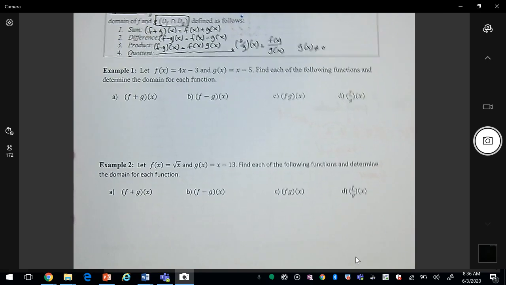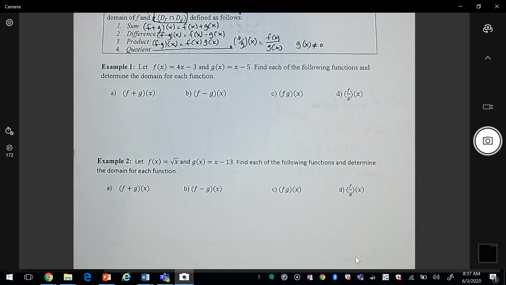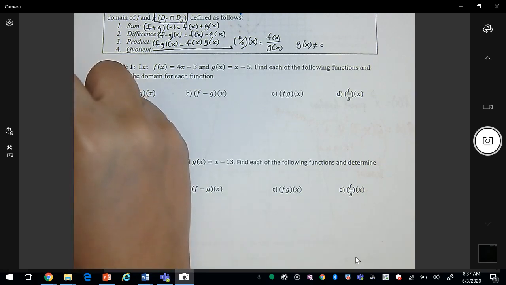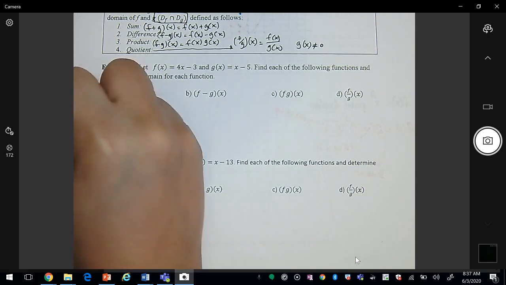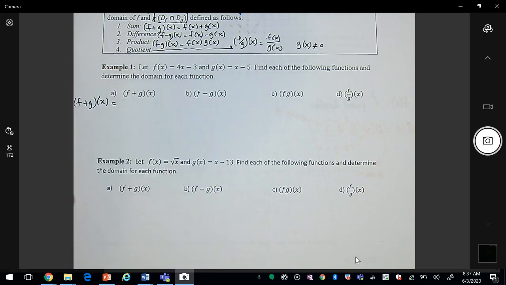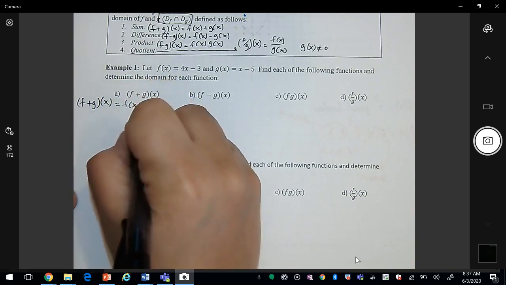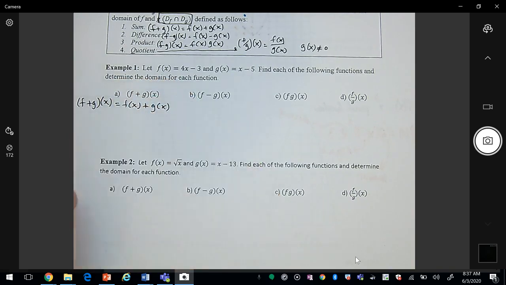Example 1, let f of x equals 4x minus 3 and g of x equals x minus 5. Find each of the following functions and determine the domain for each function. So first, we want to rewrite this the way it's defined. So I have f plus g of x. So I can rewrite this as f of x plus g of x.